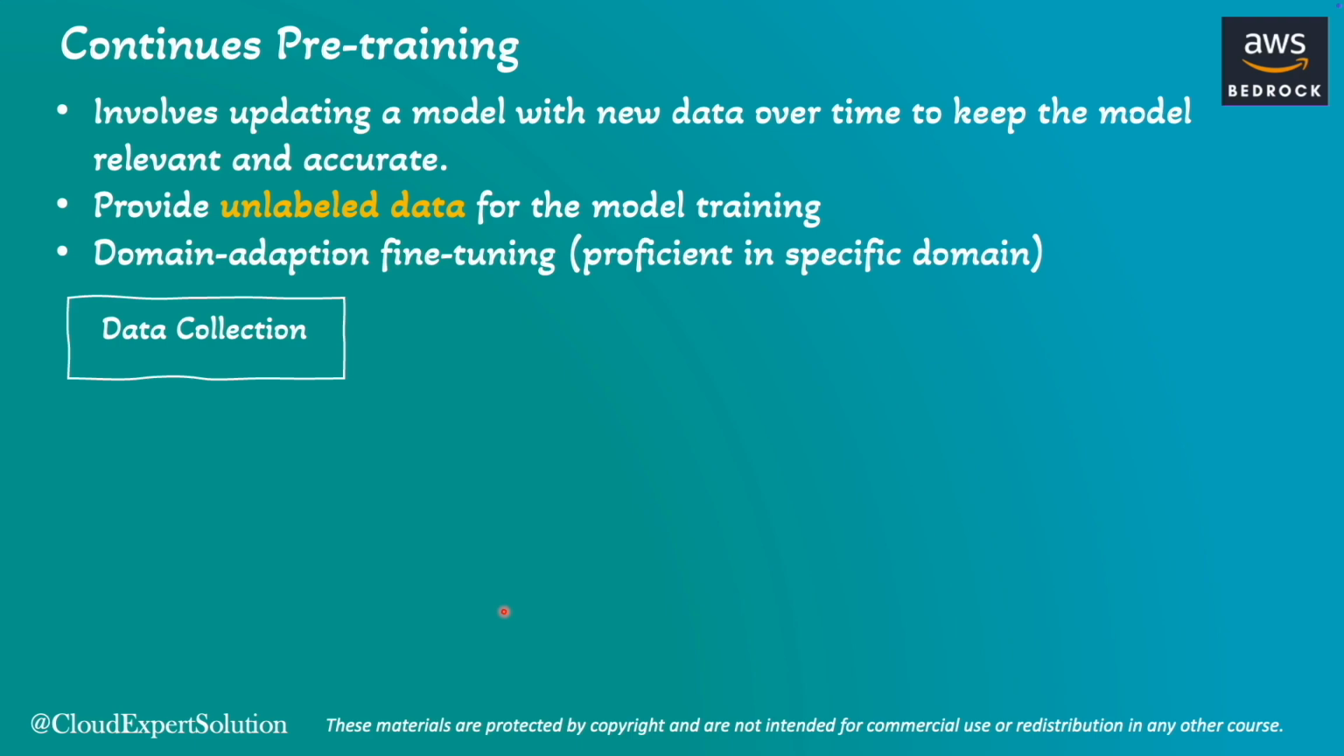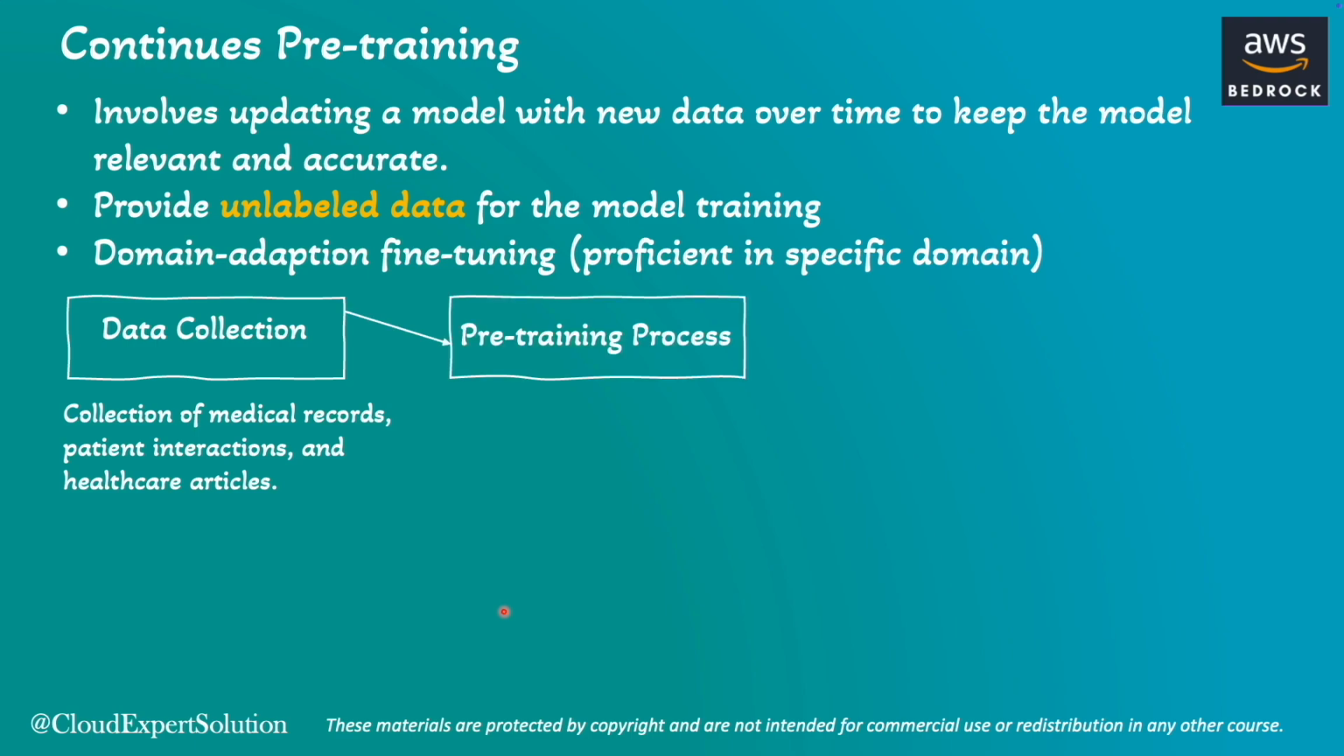So the first step is data collection. Here we gather a large set of unlabeled data relevant to your domain. As an example, you can collect a vast amount of medical records, patient interactions and healthcare articles as your training data set. The next step is the pre-training process.